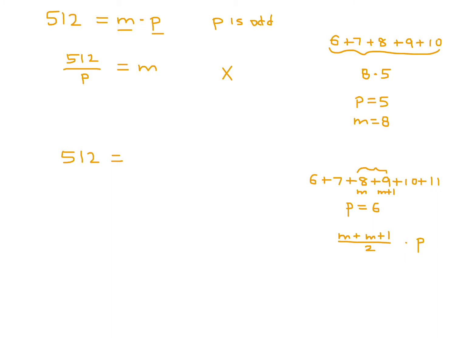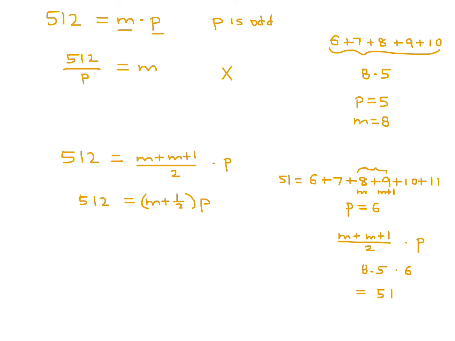8.5 times 6, which is 51, right? The sum of these. So let's do the same thing with 512. It's basically going to be (m + 1)/2 times p. So 512 is going to be m plus a half times p. And remember, p is even.